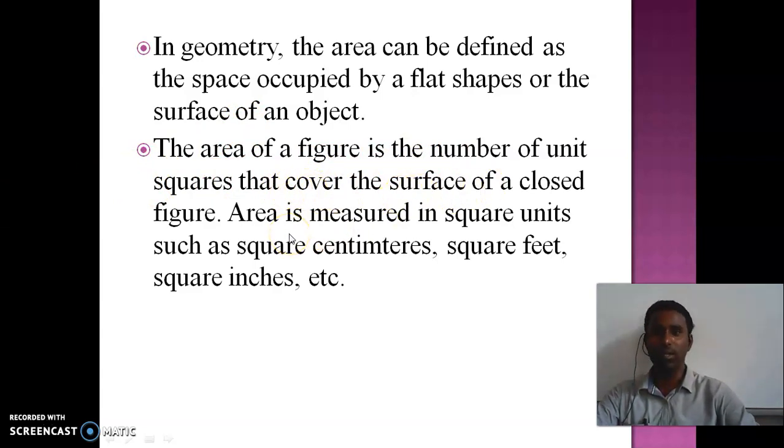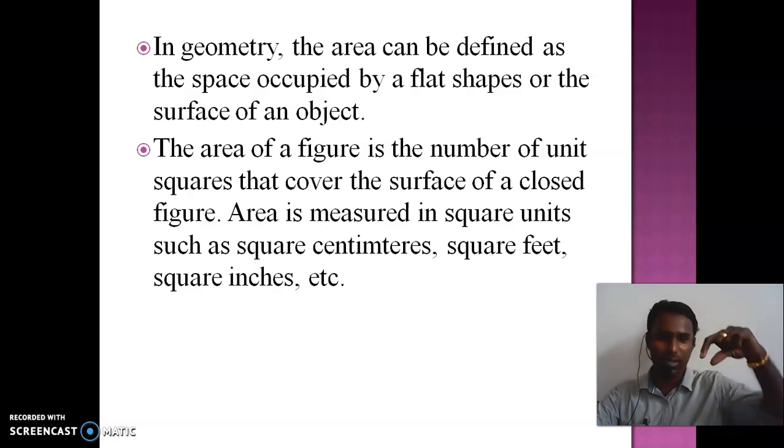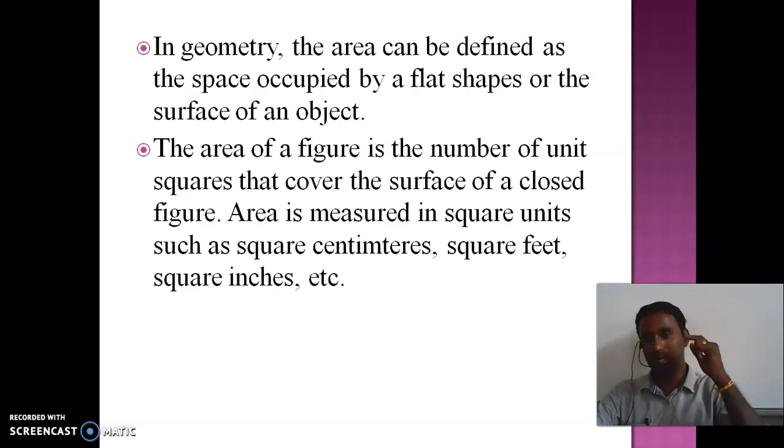In a closed figure, how many small 1 centimeter squares are there? For example, take a graph sheet. In that graph sheet, a lot of small boxes are there. Just take your scale and measure the side value. How much will it come? Exactly, it will come 1 centimeter. This side 1 centimeter, that side 1 centimeter, and the 4 sides are also 1 centimeter.